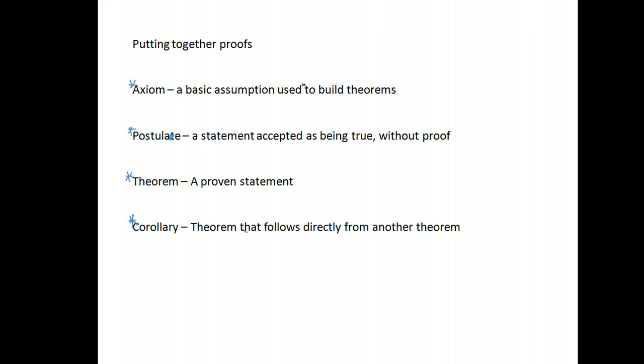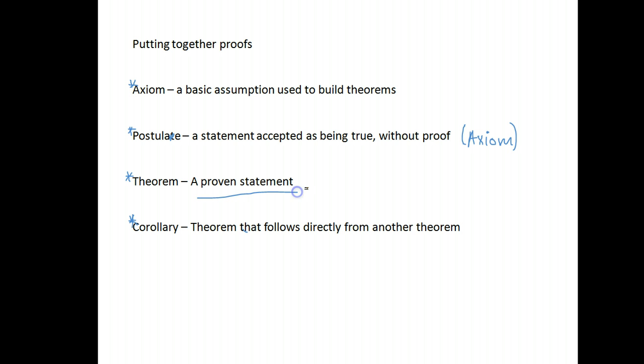Now, an axiom is a basic assumption that's used to build theorems. So an axiom is something you really don't have to prove, it's something you just know. The sun will come up in the morning. That is an axiom. It just happens. You don't have to prove that it happened. A postulate is a statement accepted as being true without proof. Again, this is very similar to an axiom. It's something that you just know is true. It doesn't require any proof. It doesn't require any properties that we will be memorizing.